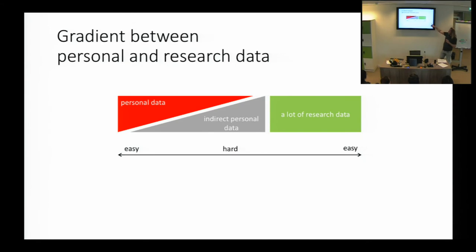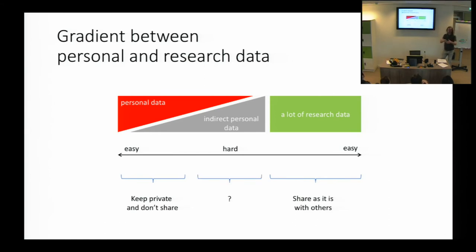And for the personal data and for a lot of the research data, it's quite easy how to deal with it. Because on the one hand, you would just keep it private and you don't share it. On the other hand, you just share it as it is. And it's this middle section that's hard. I think that's one of these sections in managing research data where we still have to learn and establish strategies for how to deal with it.